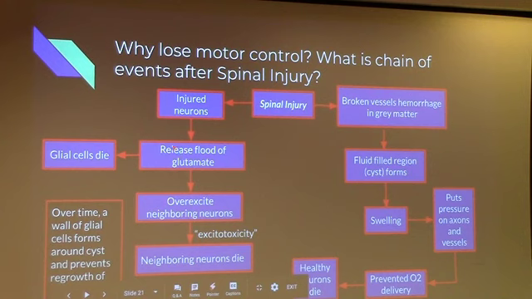Another thing that happens as a result of releasing this flood of glutamate is that the glial cells die as a result of it. Glial cells are basically just support cells, which I forget the exact function. But yes, they just support. I'll have to look that up. It's important to know the function of glial cells.